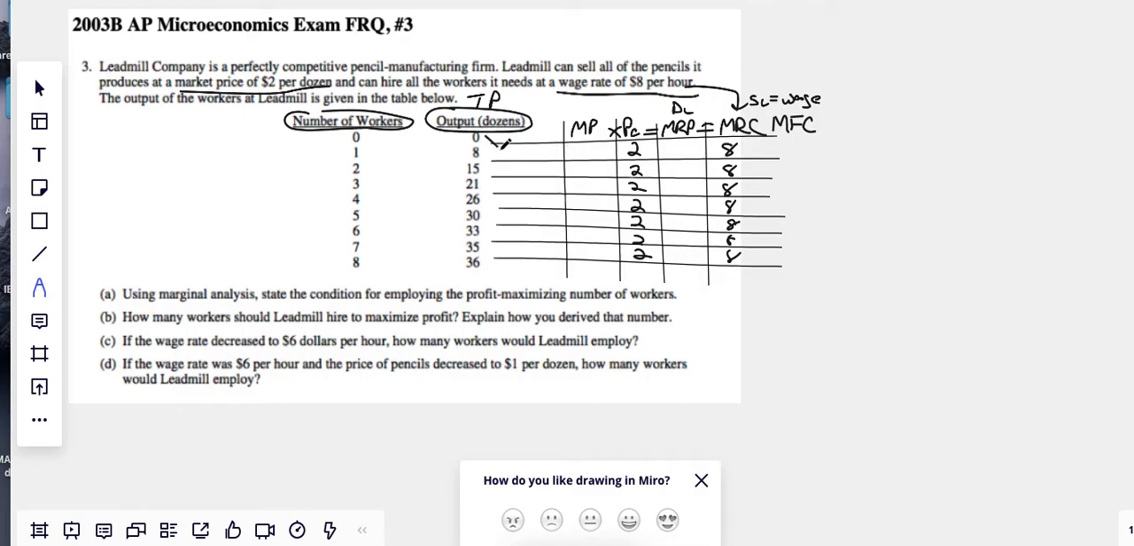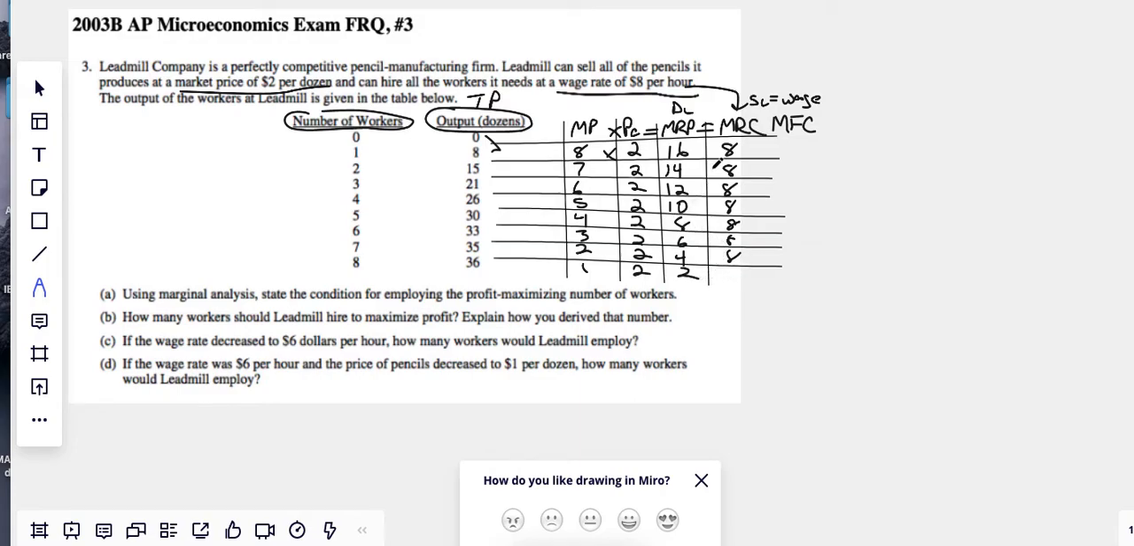Marginal product we get from the change in total product. So we've got 8, 7, 6, 5, 4, 3, 2, 1. Easy enough. So 8 times 2: this first worker produces 8, what are we making, pencils? We can sell them each for $2 each. So looks like 16, 14, 12, 10, 8, 6, 4, and obviously 2.